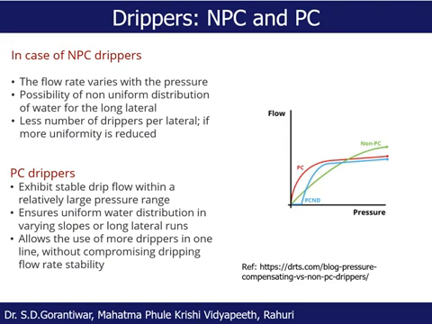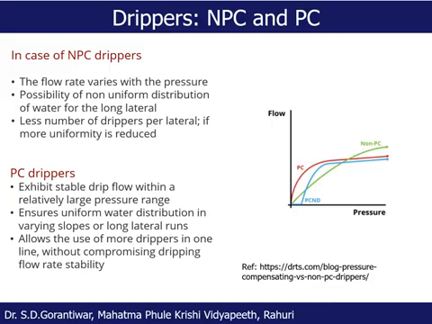The peculiar characteristics of NPC and PC drippers you can read on the slide. In case of NPC drippers, the flow rate varies with the pressure, with the possibility of non-uniform distribution of water for a long lateral. Fewer drippers per lateral are required if more uniformity is needed. Then PC drippers exhibit stable drip flow within a relatively large pressure range. I already told, it ensures uniform water distribution in varying slopes of long lateral runs, also told this, and allows the use of more drippers in one line without compromising dripping flow rate stability.